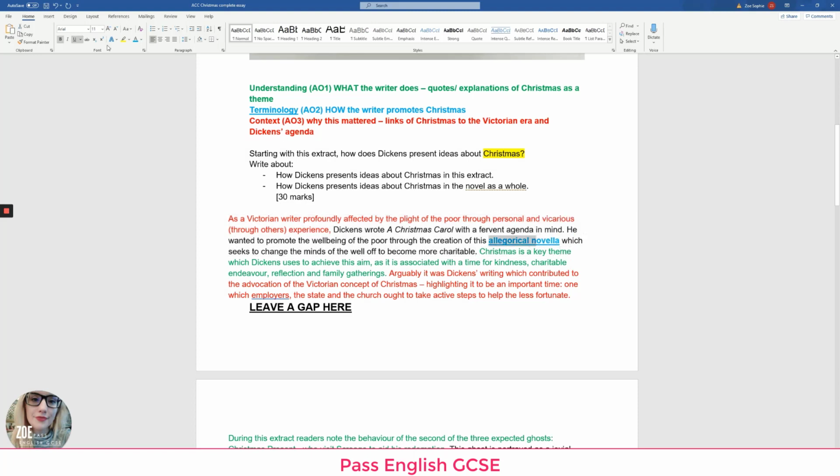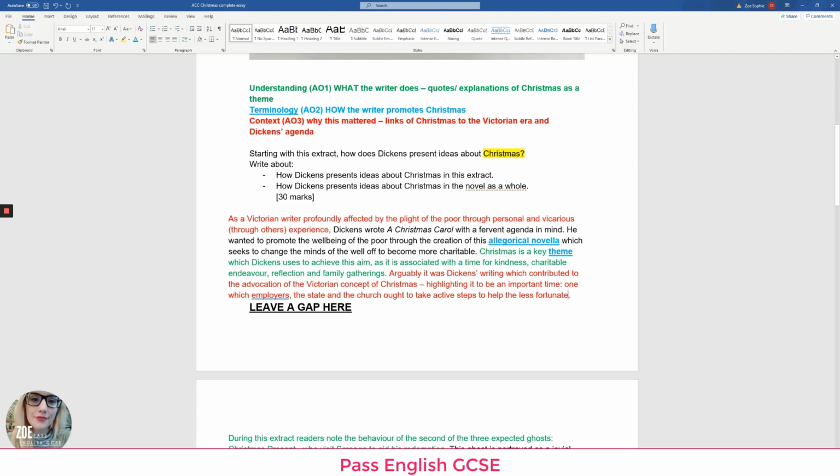Oh, I should have colored theme like this. Look, because theme is also terminology, "which Dickens uses to achieve this aim, promoting the poor, as it is associated with a time of kindness, charitable endeavor, reflection, and family gatherings." So you've got to think about what you think of when you hear the word Christmas. These are the connotations. "Arguably, it was Dickens's writing which contributed to the advocation," that means introduction, "of the Victorian concept of Christmas, highlighting it to be an important time, one in which employers, the state and the church ought to take active steps to help the less fortunate."